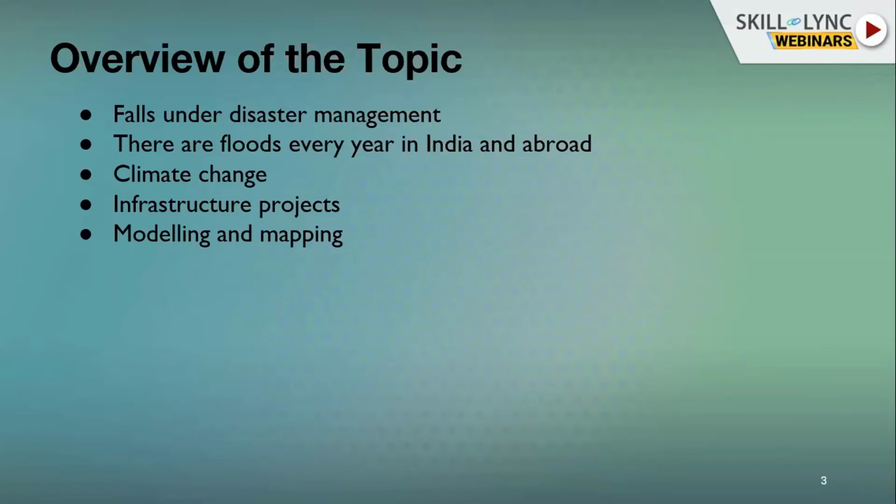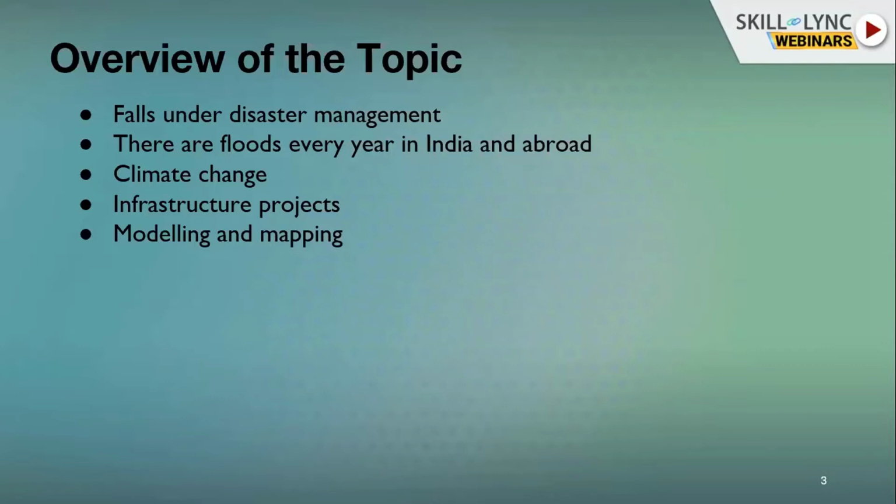So flood modeling falls under disaster management. The recent example being the Uttarakhand glacier flooding, and there are various floods every year in India as well as abroad, and billions of money are wasted for not doing flood modeling. At least in India, less flood modeling is done, but we can avoid this. Then climate change.